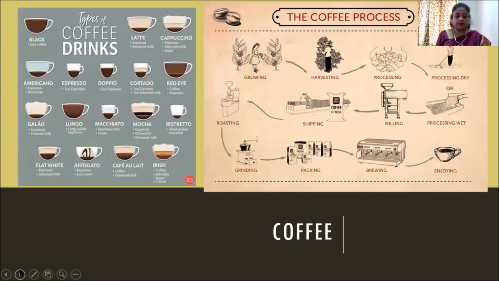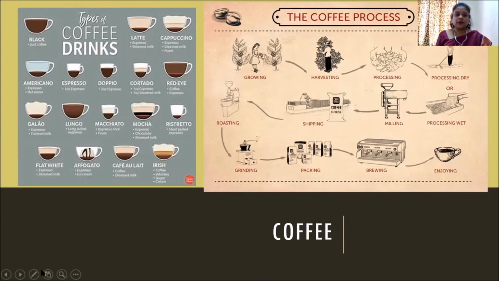The next one is coffee. Coffee is extracted from the crimson fruit and there are 450 different flavors of coffee available. As you can see in the picture, you have black coffee, cappuccino, espresso, etc. Talking about the coffee process, first you grow the coffee beans, then harvesting, then processing, then milling, shipping, roasting, grinding, packing, brewing, and then you're enjoying the coffee.